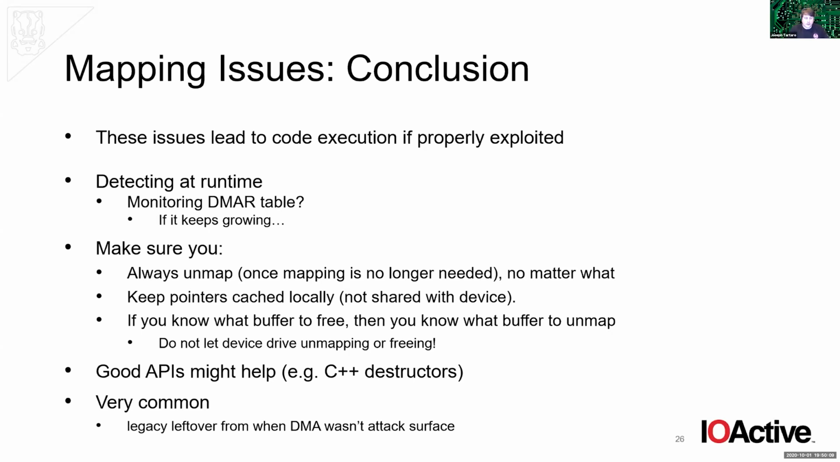Luckily, changes to the API might help here, because you can have destructors or just logic. For example, if you call unmap, it might check, or it might go ahead and free the allocation for you, or maybe when you call free, it might check, is this still mapped or not, and then perform the unmapping for you. But overall, these issues are extremely common, and it's legacy left over from when DMA was not attack surface. That's all over drivers everywhere.